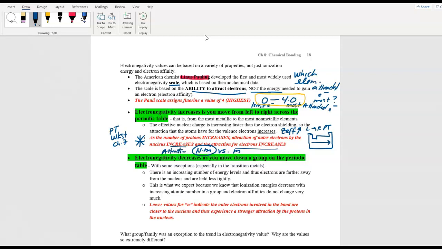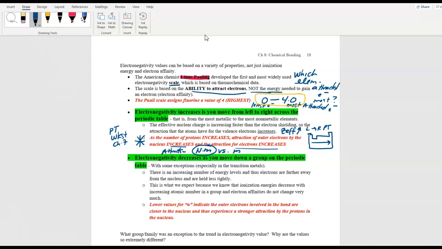They are so close to that octet that they just may need 1 or 2 more electrons compared to a metal that needs like 6 or 7 electrons. It ain't going to happen. So nonmetals, the most attractive. So what about in a group? Well, as you go down the group, it decreases.